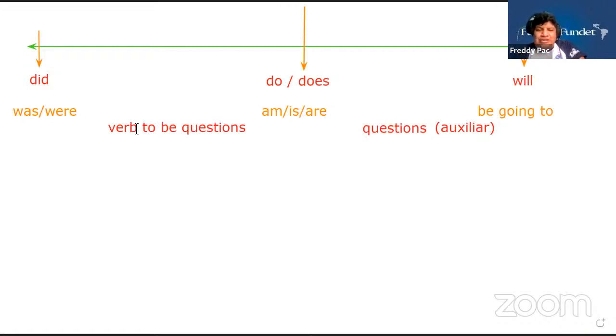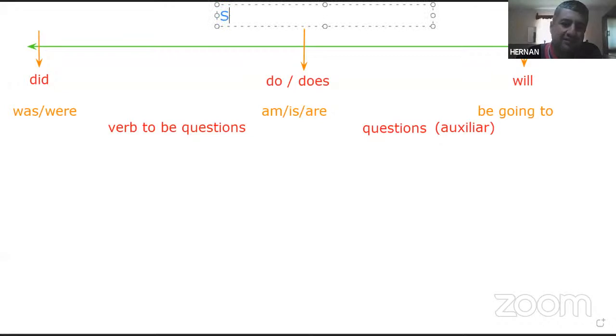So there are two types of questions. What is the first question? The questions with verb to be. And what is the other question? Questions with auxiliary. Okay, but I don't want you to get more confused. What is today's topic, guys? Today's topic is how to create short questions.